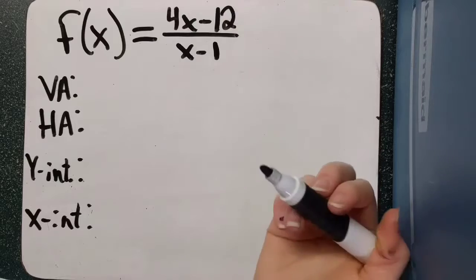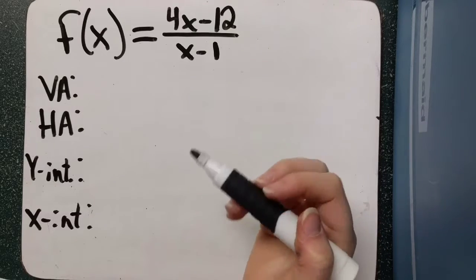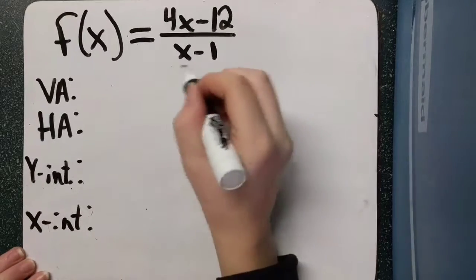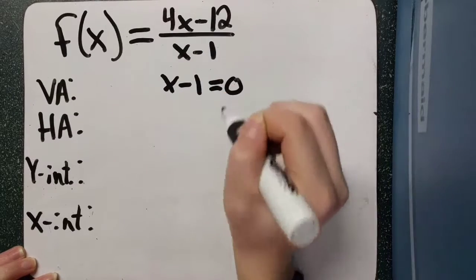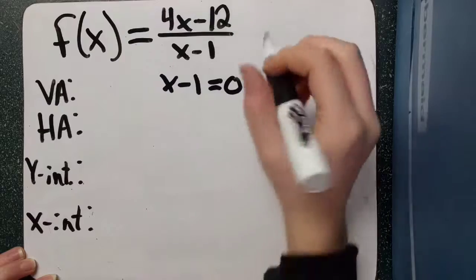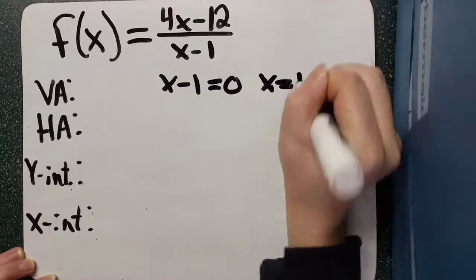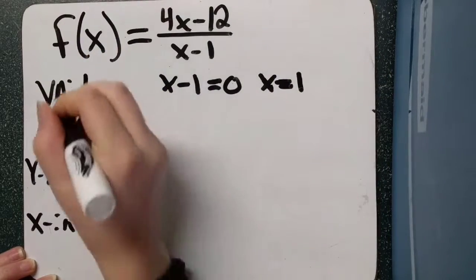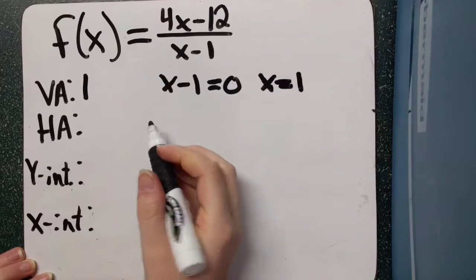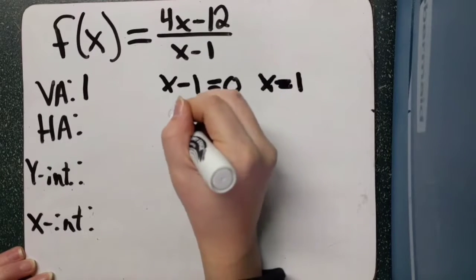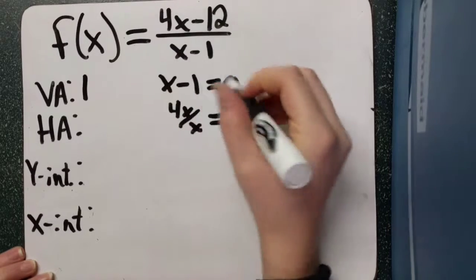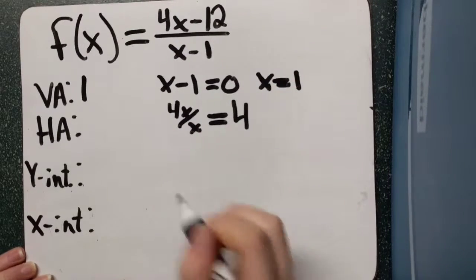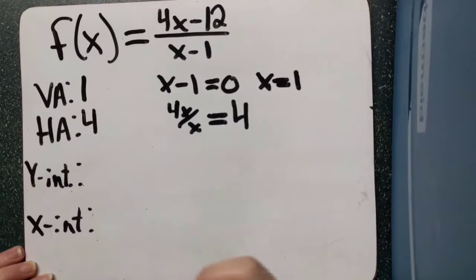Okay, so I hope you have your answers. Right now we're going to go through and check them. So to find the vertical asymptote, we use the denominator, and we set the denominator equal to 0. So x minus 1 equals 0. We add 1 to both sides. x equals 1. So our vertical asymptote is 1. Our horizontal asymptote, we divide the coefficients. So 4x over x equals, if we do the math, it will equal 4. Our horizontal asymptote is 4.